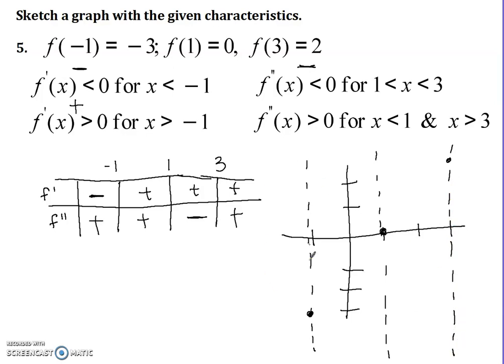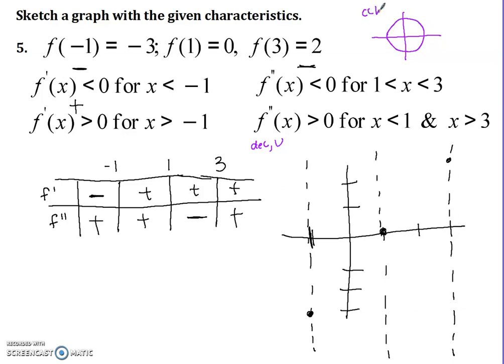Okay. And so for this part right here, this is the part less than -1. That's this section right here. So I know that section is decreasing and concave up. Okay, so I'm going to go ahead and just real quickly draw this.